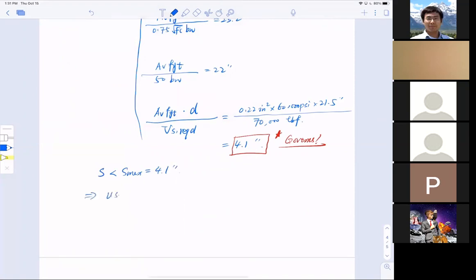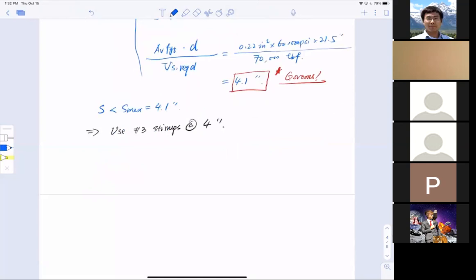So let's use, conclusion, number 3 stirrups at 4 inches. That should satisfy the requirement. All right, so you see, we're gradually changing the spacing from bigger to smaller as my shear force increases. This is not over yet.